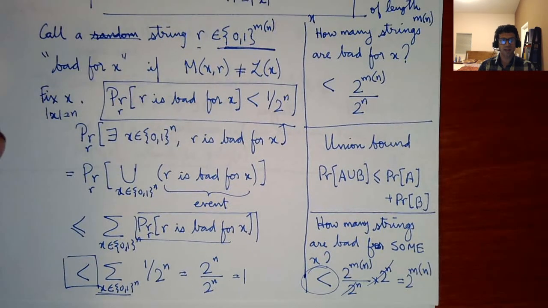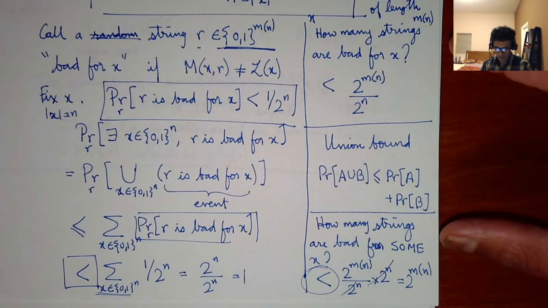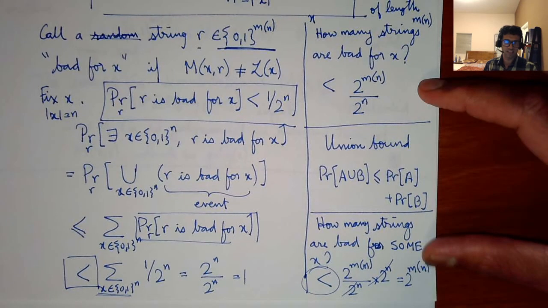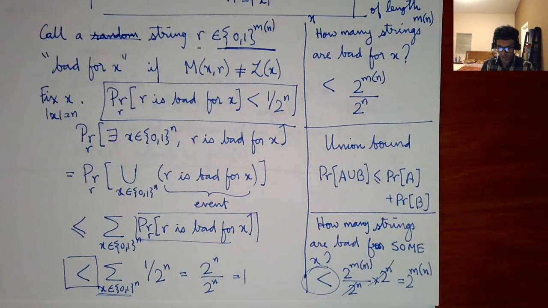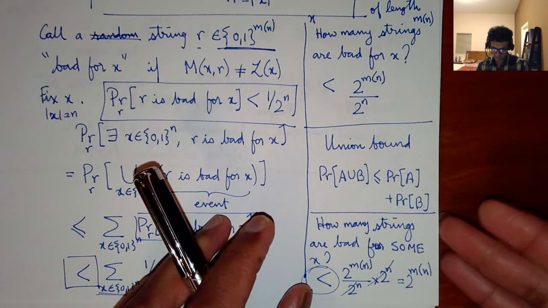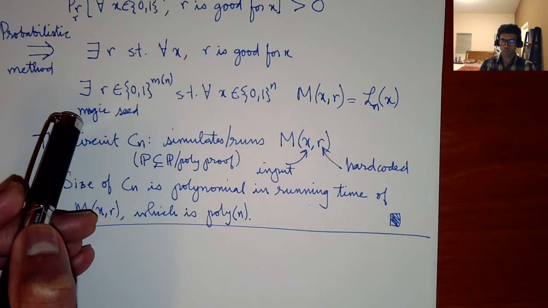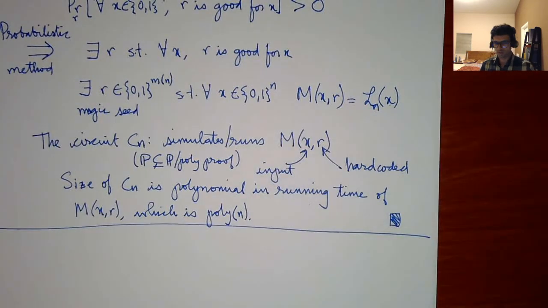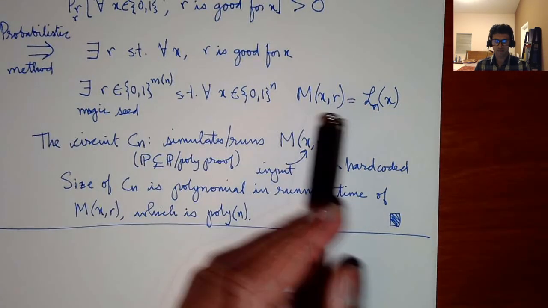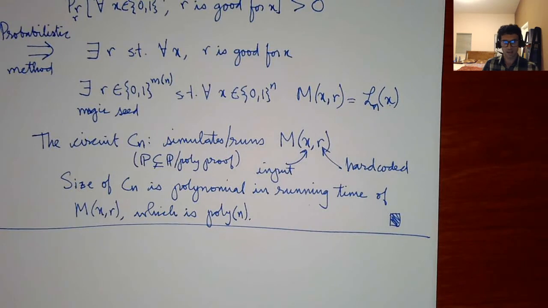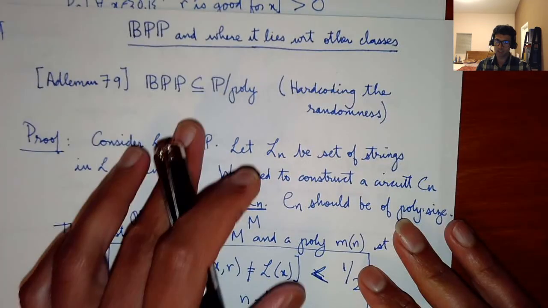Why did I write the probabilistic version? Because we're going to be using the probabilistic version in the rest of the arguments today, in other theorems. But this proves the existence of that magic string. The magic string is good for all x. So you get this magic seed, which is good for all x. I should have used seed as opposed to string there. But there's a magic seed that is good for all x, then you hard code that into the circuit. Okay, so this is the argument. And what this proves is that BPP is in P/poly.